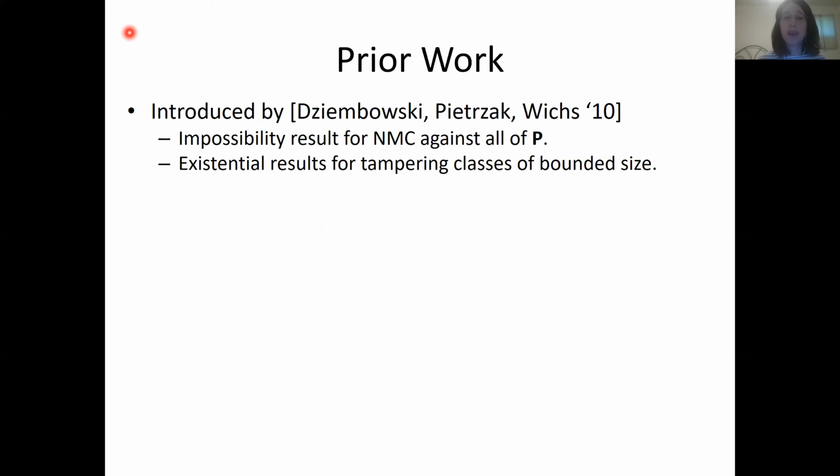And in this first paper, they also showed very strong existential results that showed that you can achieve non-malleable codes against tampering classes of bounded size.